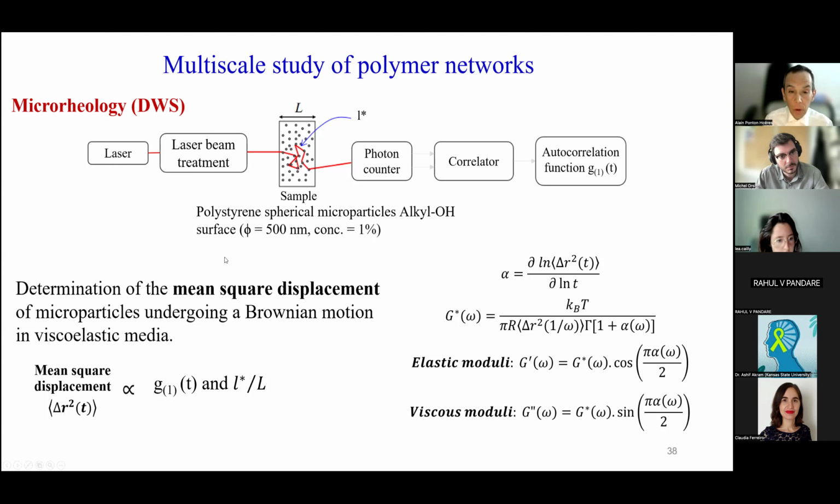And from the mean square displacement, you can obtain the shear viscoelastic moduli as a function of frequency. And by Fourier transform, you deduce the elastic and viscous moduli as for macro-rheology, but here the experimental method is different.